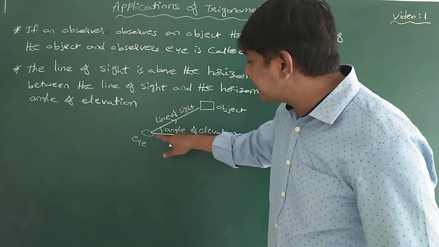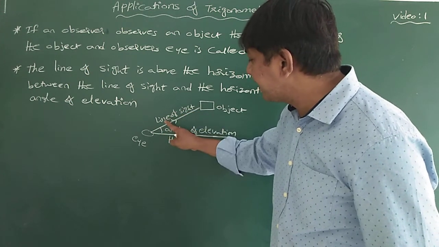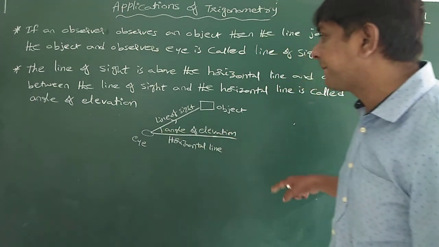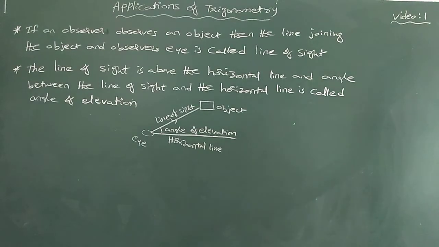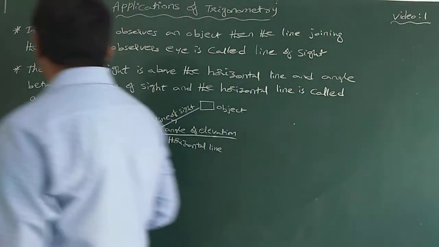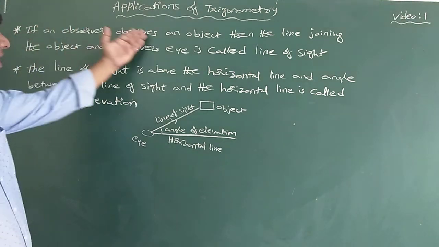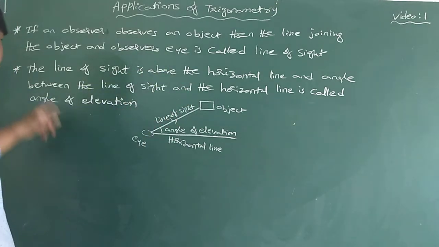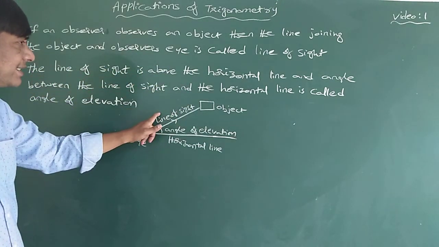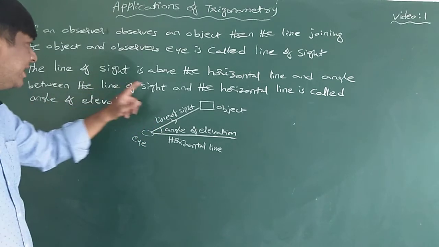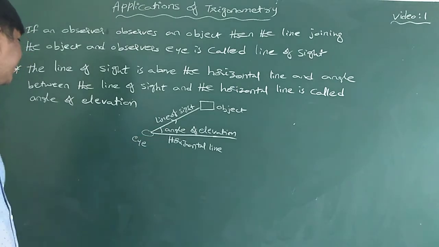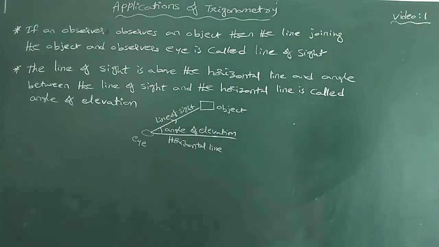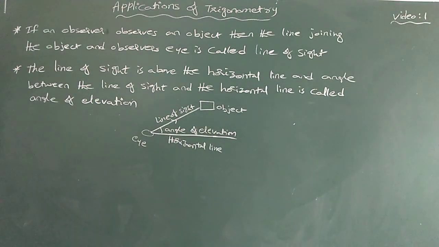And if the line of sight is above the horizontal line, the angle between the line of sight and the horizontal line is called the angle of elevation. Write down this definition, angle of elevation. If an observer observes an object, then the line joining the object and the observer's eye is called the line of sight. The line of sight is above the horizontal line, and the angle between the line of sight and the horizontal line is called the angle of elevation. Please write down the angle of elevation definition.